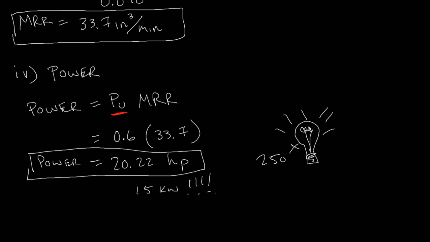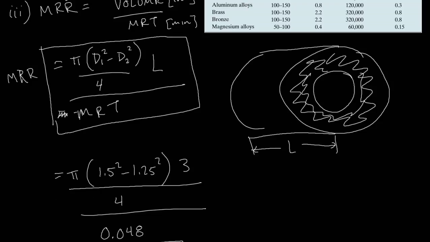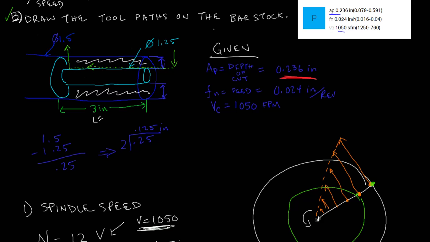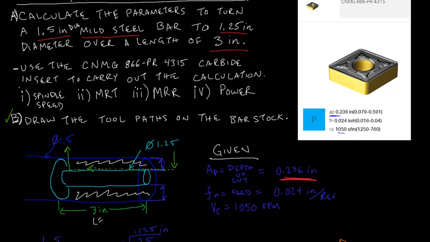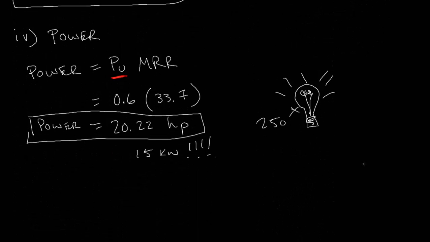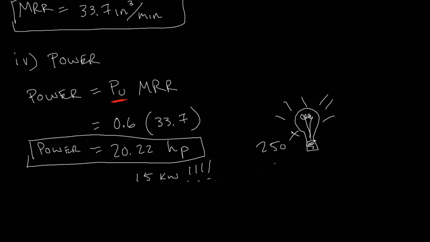So, I hope you enjoyed doing these calculations. Yeah, so that's all required. So you did B, do the tool path diagram, and then you do all of the parameter calculations. So this would be quite a machine here to take this amount of material off in one go.